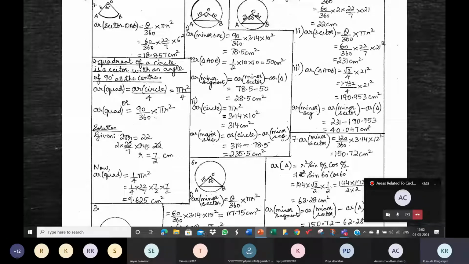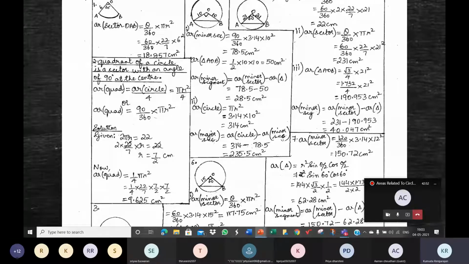So the circumference of the circle is 22, which means 2 pi r is 22. 2 into 22 by 7 into r is 22. On solving this, we find r is 7 by 2. That is, the radius of the circle is 7 by 2 centimeters. So instead of giving this value straight away, we are given the value of the circumference, and using it, we'll have to find the radius of the circle.